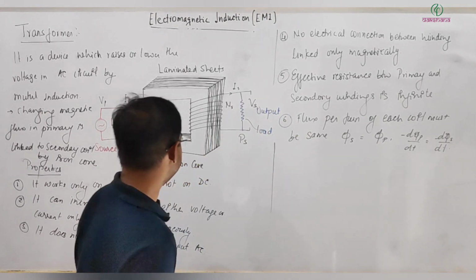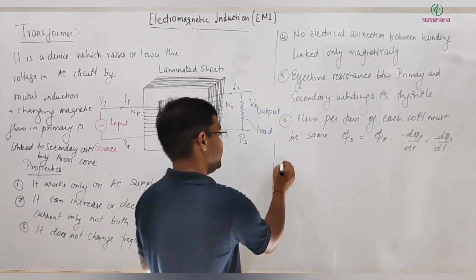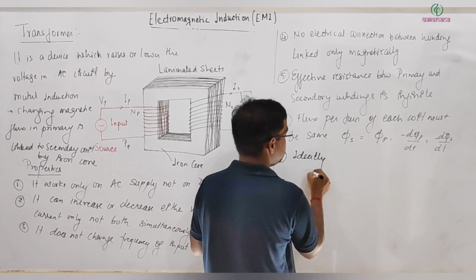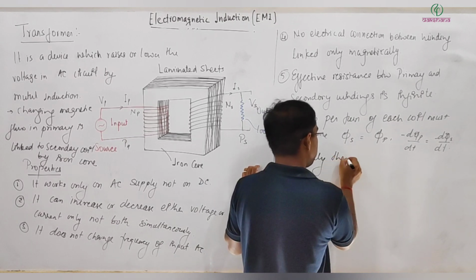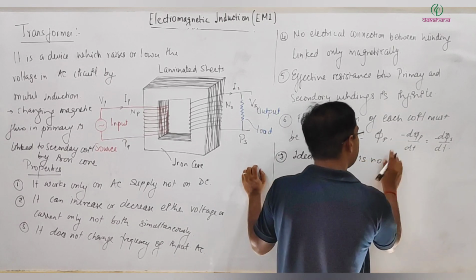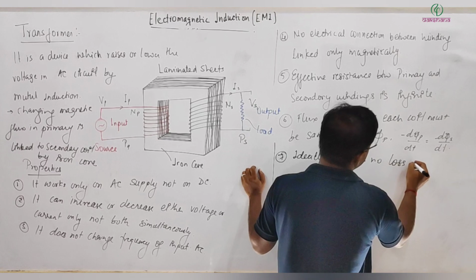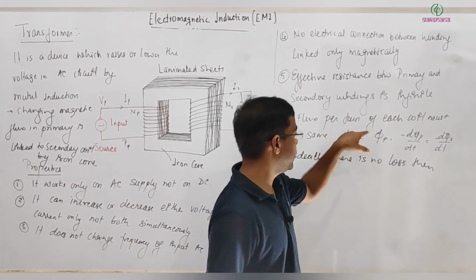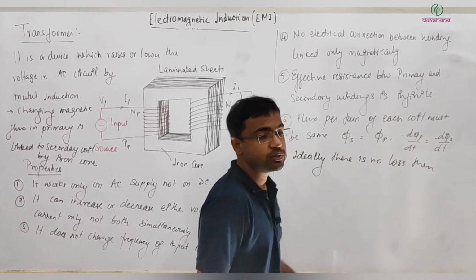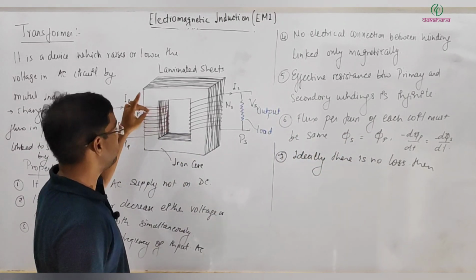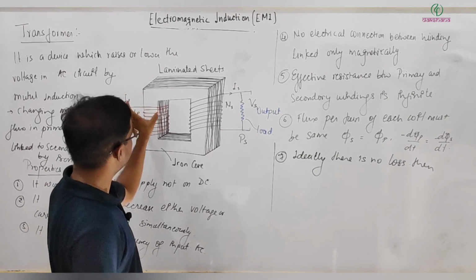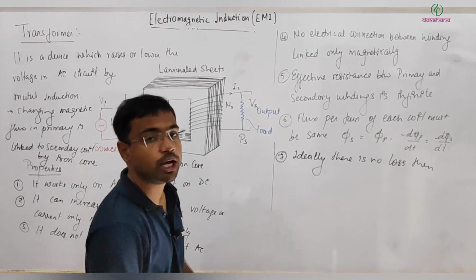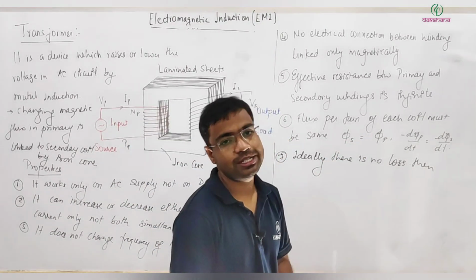One more thing here: actually, we are assuming ideally, you can write, that there is no loss. Then you can write that the flux per turn in each coil will be the same. Because the same number of field lines will be linked here, I can say the flux per turn in the secondary and primary coils will be the same.